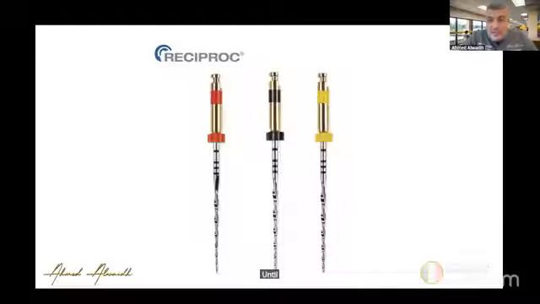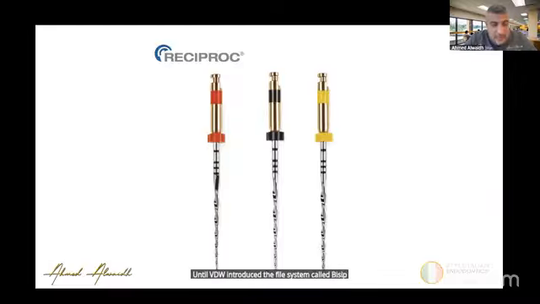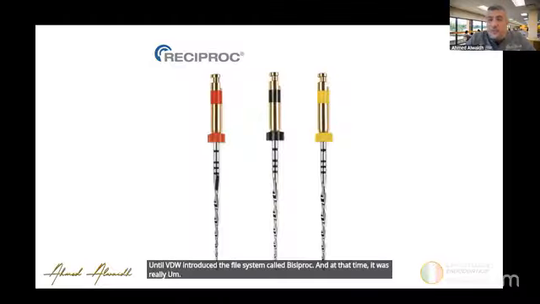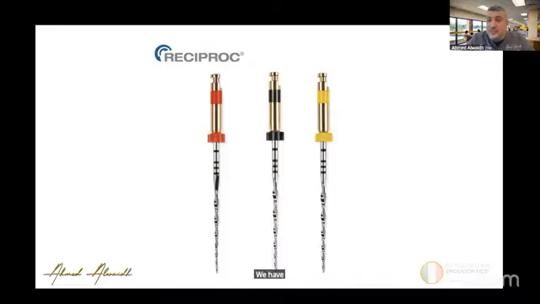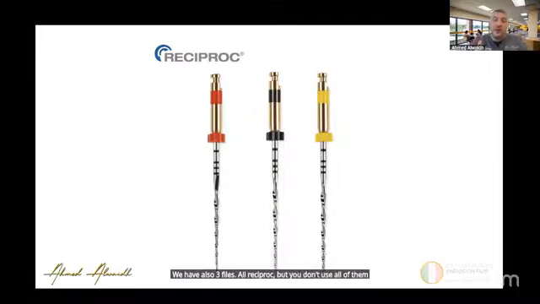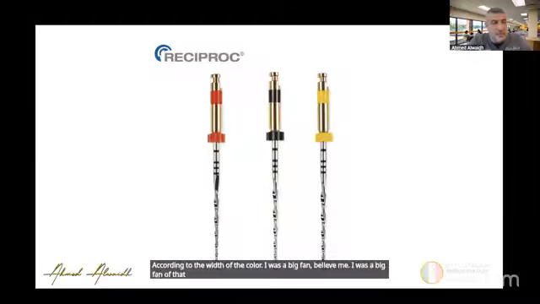Until VDW introduced the file system called Reciproc. And at that time, it was really a single file endo. You have also three files, all Reciproc, but you don't use all of them. You use only one according to the width of the canal. I was a big fan, believe me, I was a big fan of that file system. At that point, I used it a lot. It could open any canal.